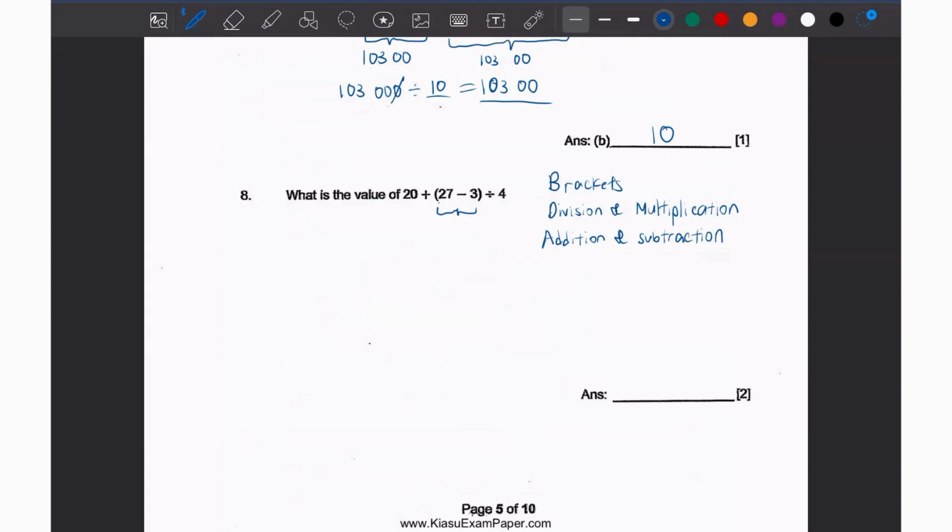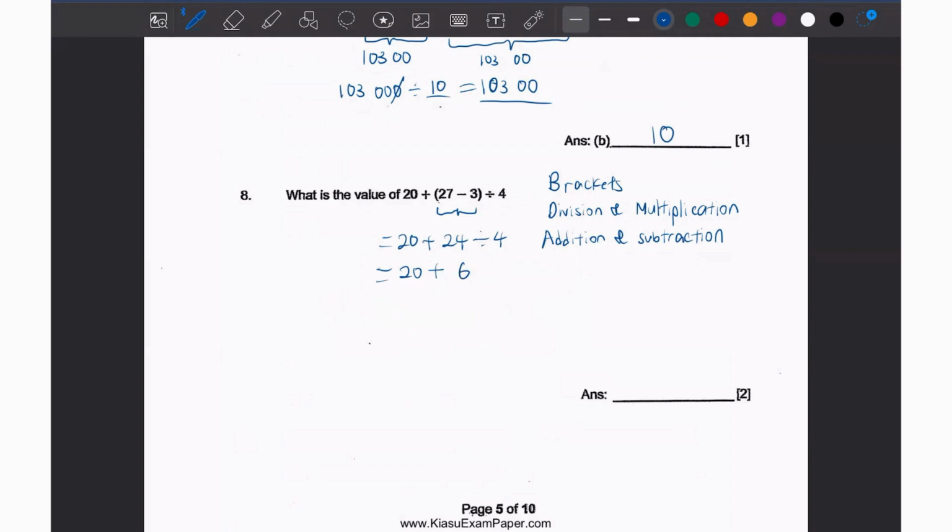Okay, so first we look out for brackets, which is this 27 minus 3. So we will get 20 plus, 27 minus 3 will give me 24, divided by 4. Okay, since there's no more bracket, next we work out the division and multiplication. In this case, there's 24 divided by 4. So 24 divided by 4 will give me 6.